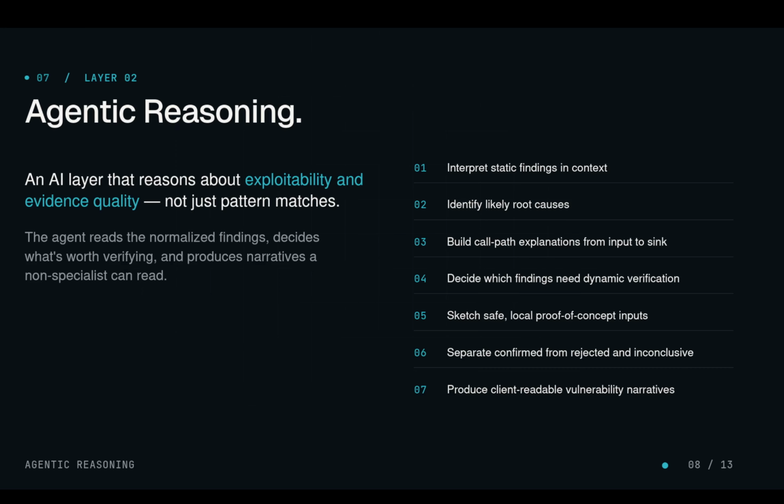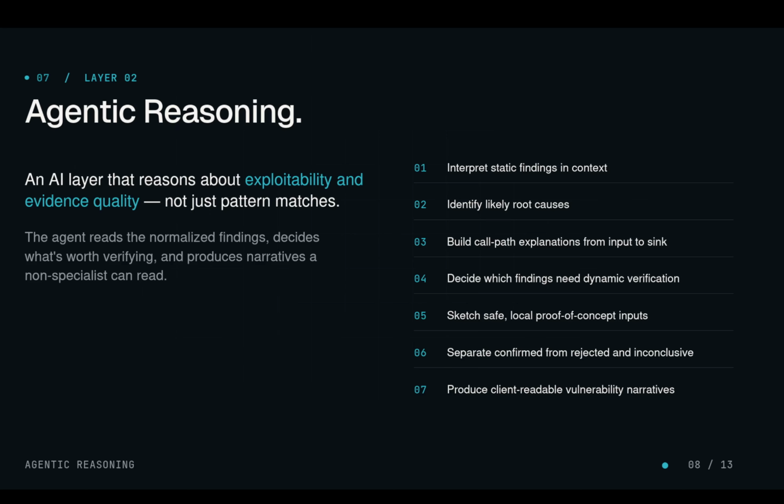So on top of the static analysis, we need an agentic reasoning layer. The agent interprets static findings, identifies likely root causes, and builds call path explanations from import source to vulnerable sink. It decides which findings need dynamic verification and which don't. It also develops safe local proof of concepts.